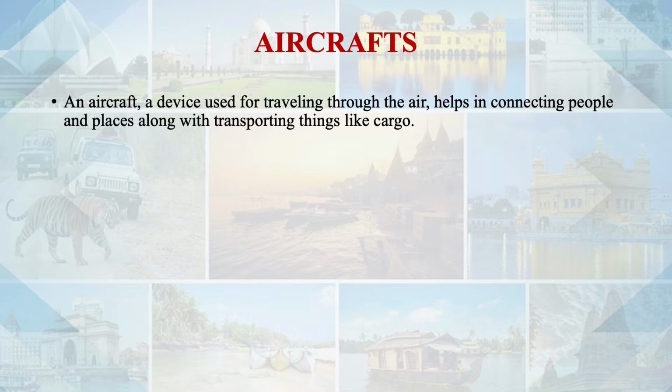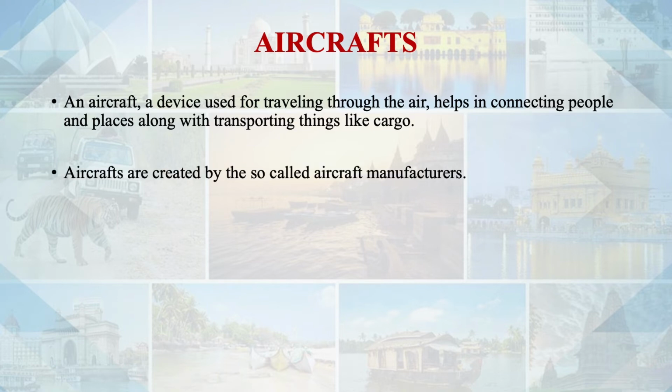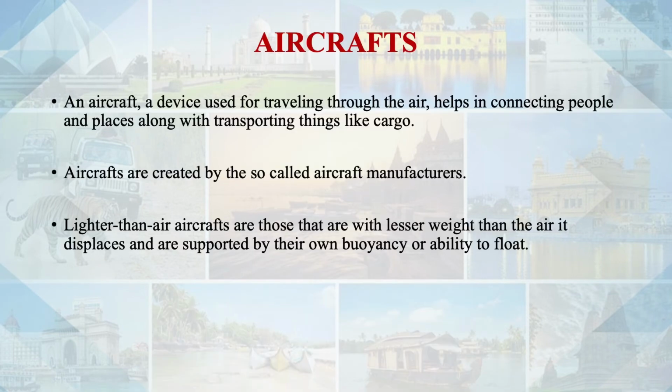What are aircraft? Aircraft is actually a vehicle. In any transportation system, a vehicle is important. So aircraft is like other vehicles. Simply, it's a device used for traveling through air, helps in connecting people and places, along with transporting things like cargo. So there are two major aspects with aircraft: one is to transport people, the other is to transport cargo. Aircraft are created by aircraft manufacturers. There are some big companies that manufacture aircraft.